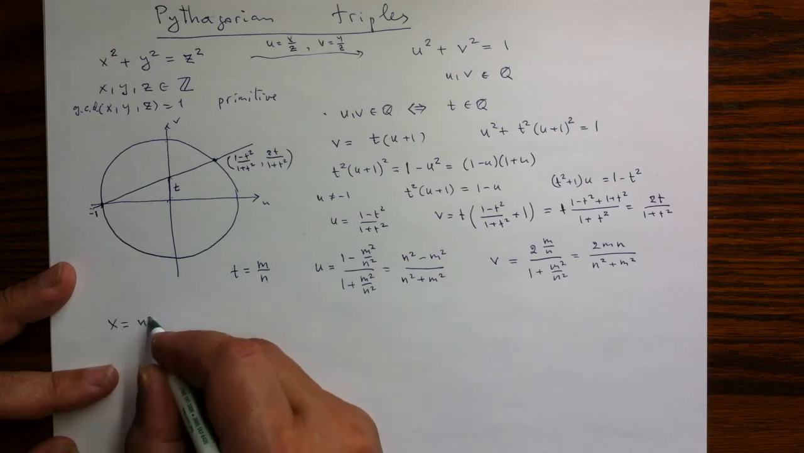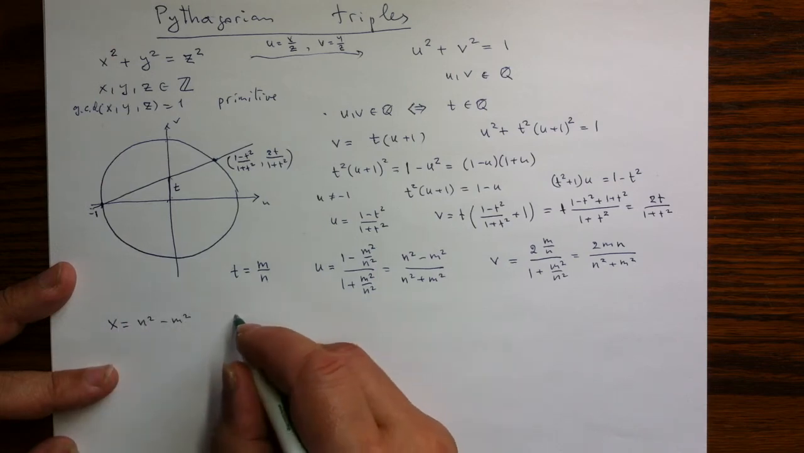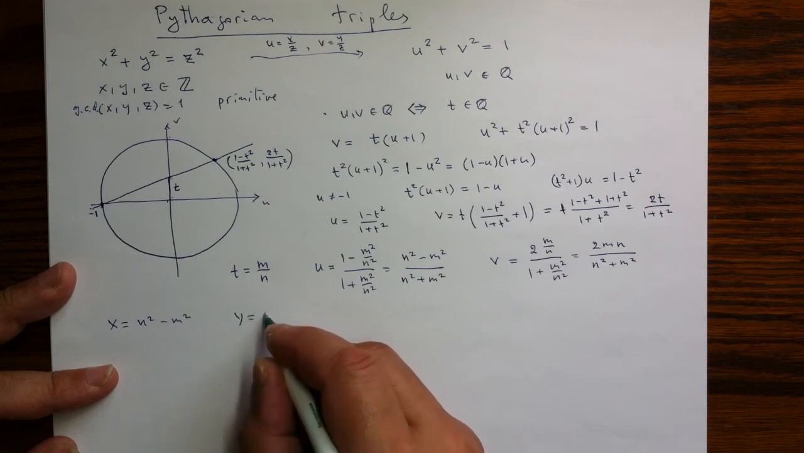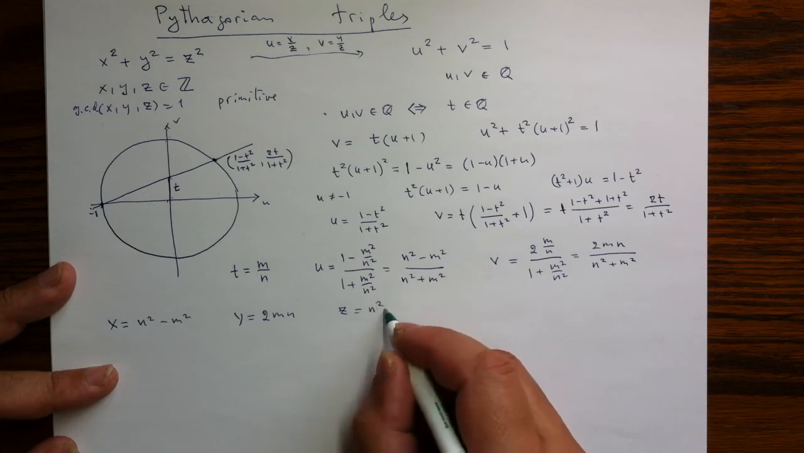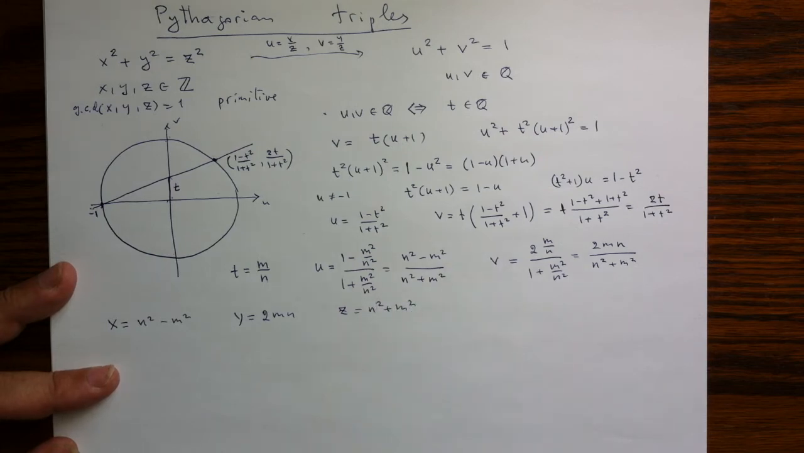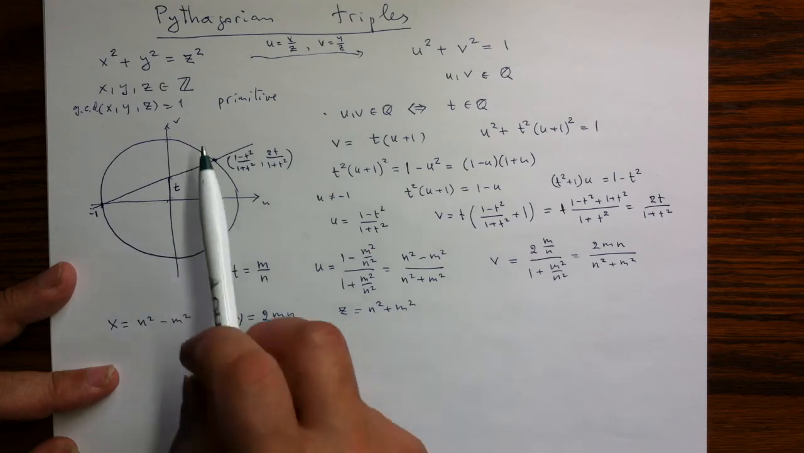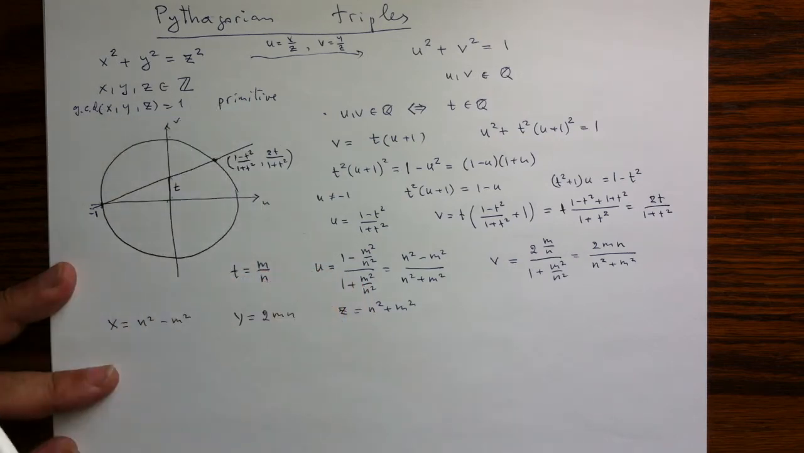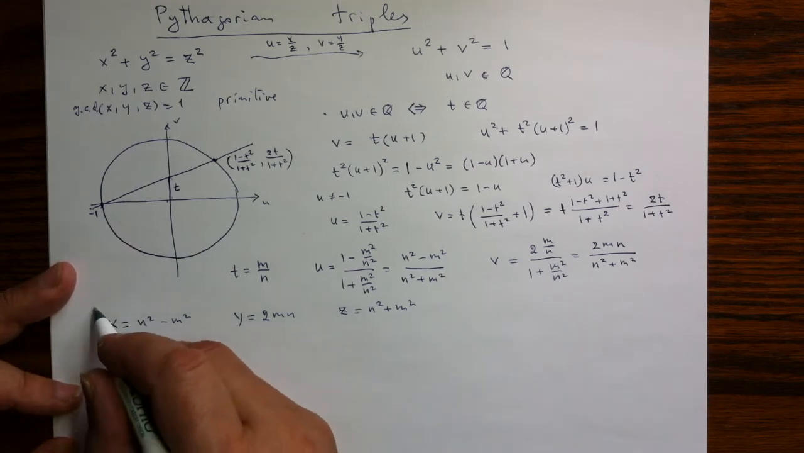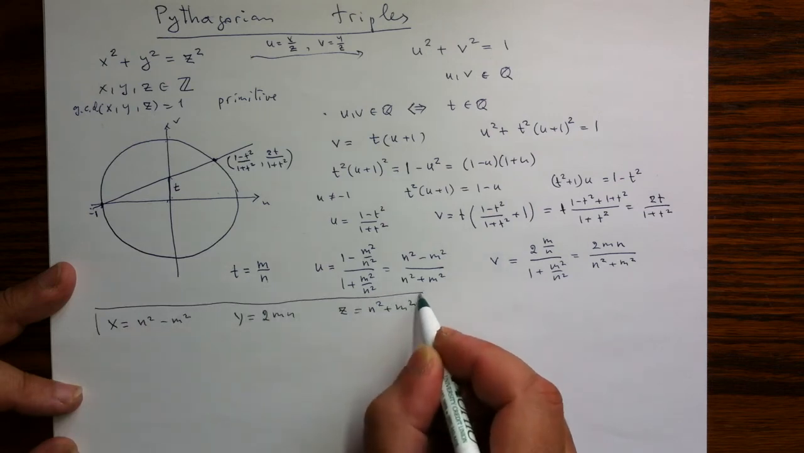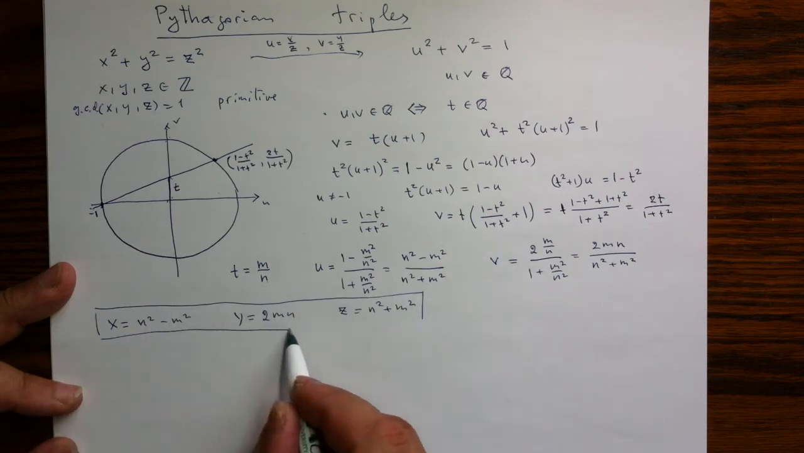So we'll have n squared minus m squared for x, for y 2mn, and for z n squared plus m squared. And the claim now is that in any class up to rescaling, we will have a solution found this way. So we really find all solutions if we allow to compute using this procedure and then rescale. So that is, up to scaling, everything.